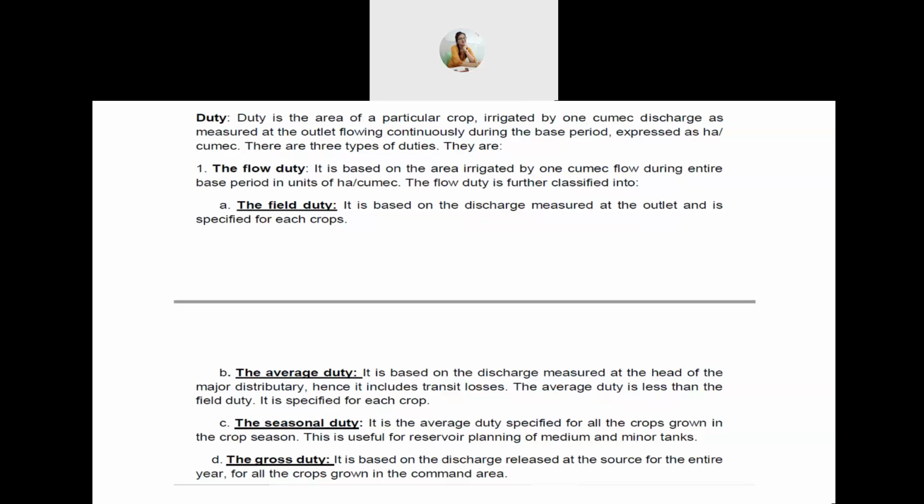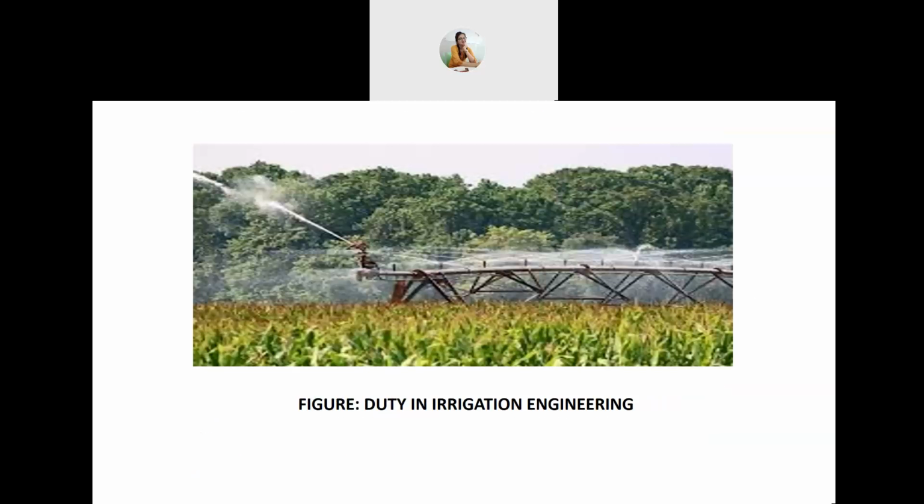Next is seasonal duty. It is the average duty specified for all the crops grown in the crop season. This is useful for reservoir planning of medium and minor tanks. Next is gross duty. It is based on the discharge released at the source for the entire year for all the crops grown in the common area. So here I've shown you a figure of duty in irrigation engineering.